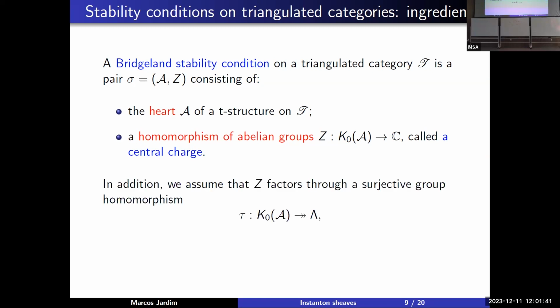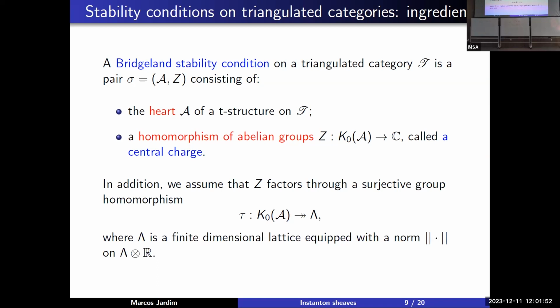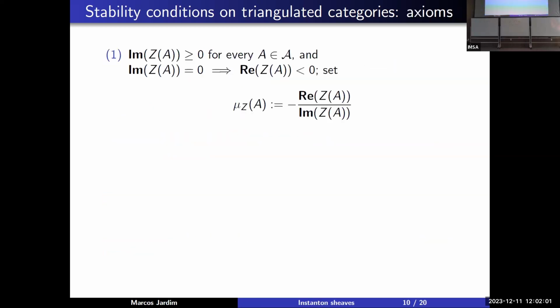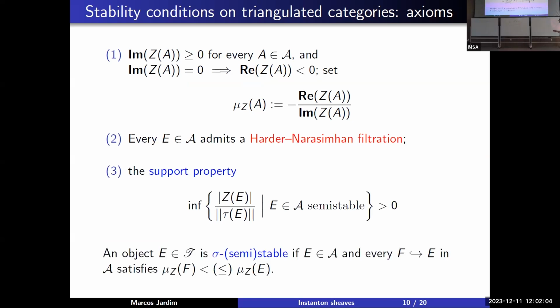And the central charge has to satisfy a few technical conditions. It factors through some lattice, which is this capital Lambda here, a finite dimensional lattice equipped with a norm, and then satisfies some axioms. Never mind too much what the axioms are, it's mostly technical things. The most important of them, perhaps, is that every object always admits a Harder-Narasimhan filtration. So in some sense, it is supposed to look like a category of sheaves.